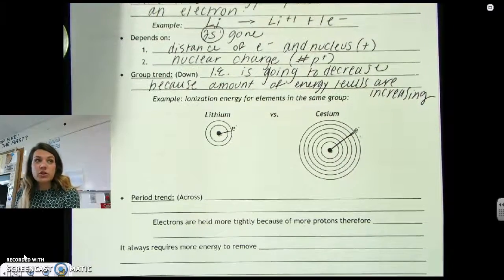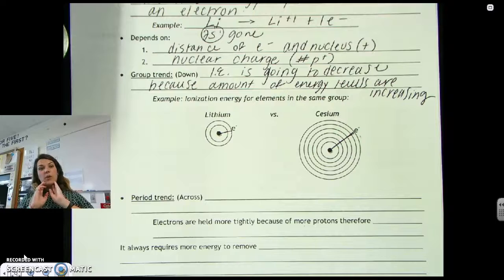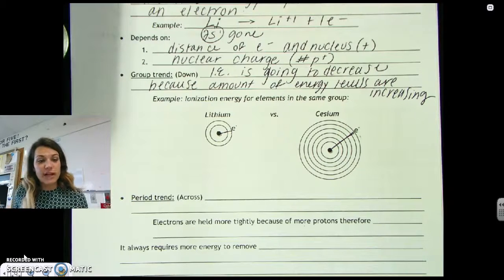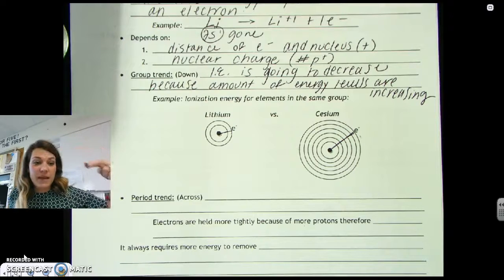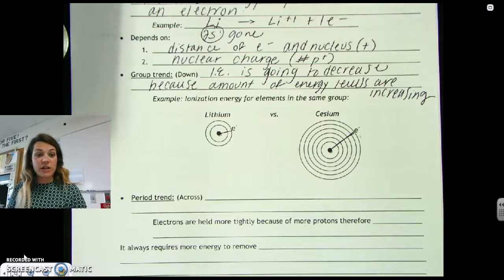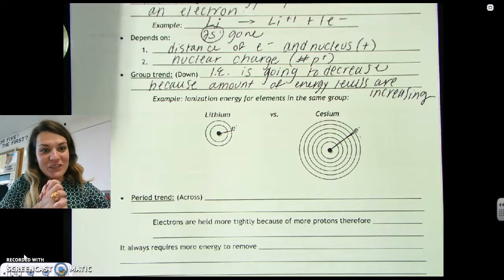So going across a period, we're going to talk about, well, how many protons do I have now? Because if you remember from our previous lecture, the electrons are in the same energy level because we're talking about the same period. So if the electrons are in the same energy level, the distance is the same. What's changing is the amount of protons. So if I have more protons, the electrons are more attracted, right?